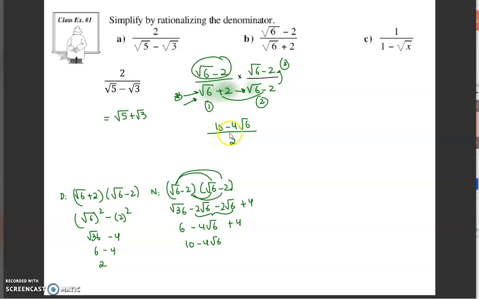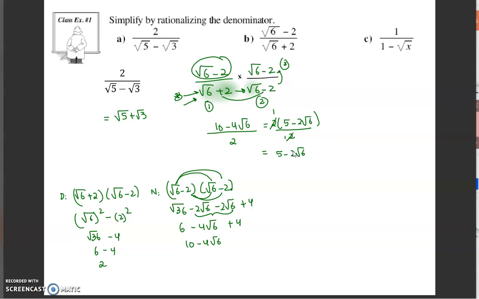And again, I need to reduce it. So what can I take out from the top? I can take a 2 out, and it will reduce the 2 in the denominator. Sometimes it will happen, and sometimes you won't be able to reduce any further, which is just fine. But we always try to reduce it when we can.